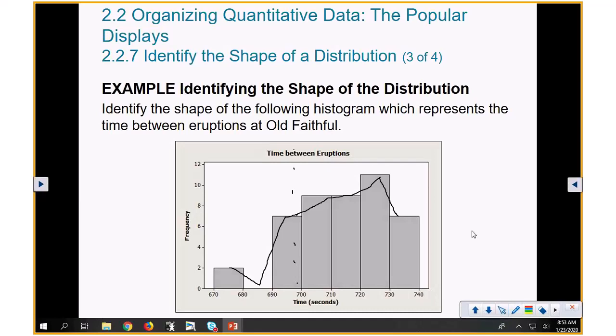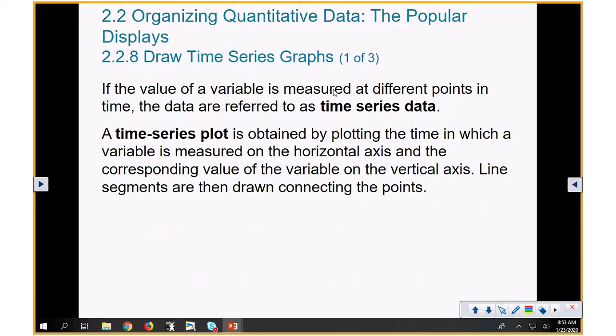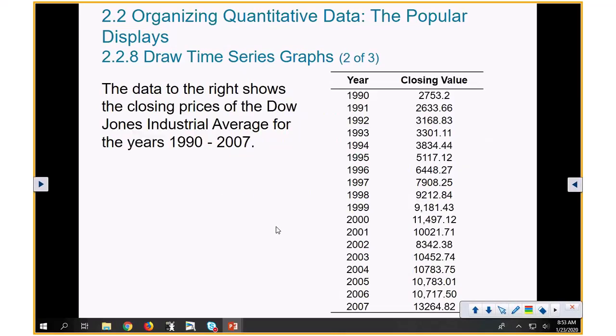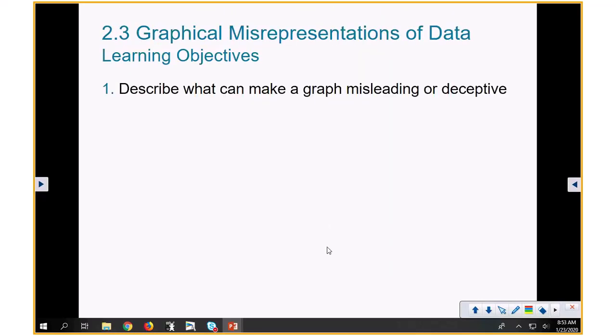I give you a shape, you tell me what you think it is, or it have A, B, C, and D. Make sure you can do a dot plot. I'll show you how to do that on your calculator and your Excel spreadsheet in Chapter 3 if we ever get there.